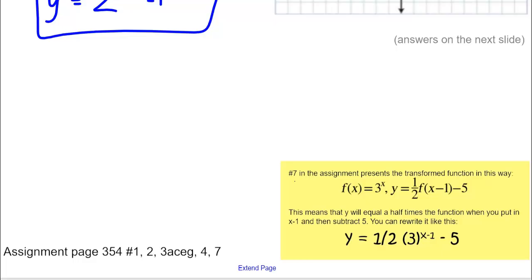Okay, there's the assignment, and Ms. Cantillon will help you through that.